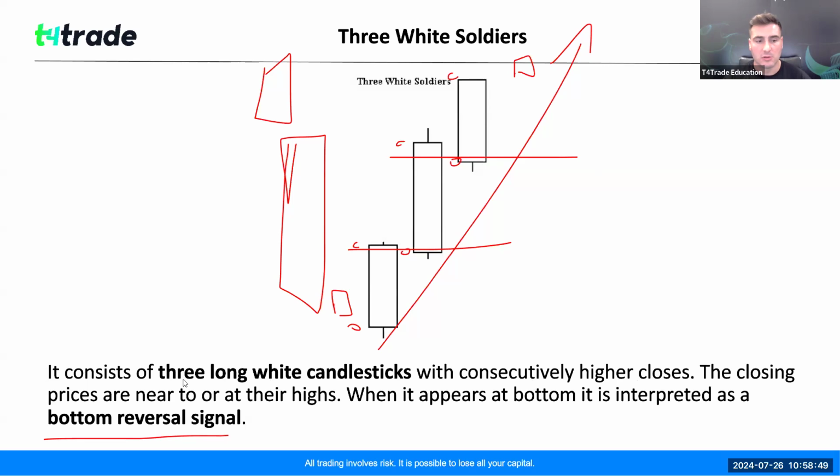So the closing prices are at or near their highs. If it appears at the bottom, it is interpreted as a bottom reversal pattern. Simple. I hope this is simple for you guys to follow.